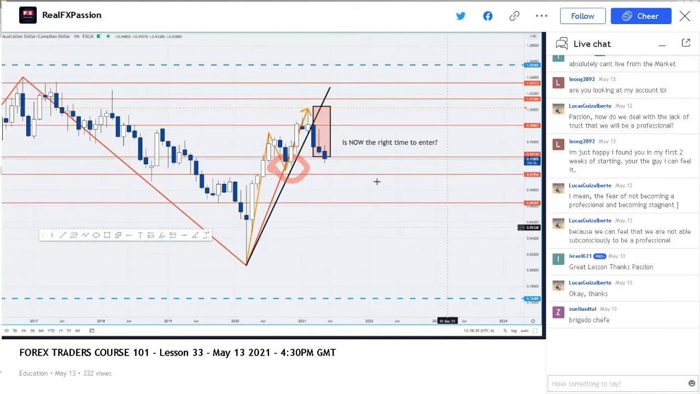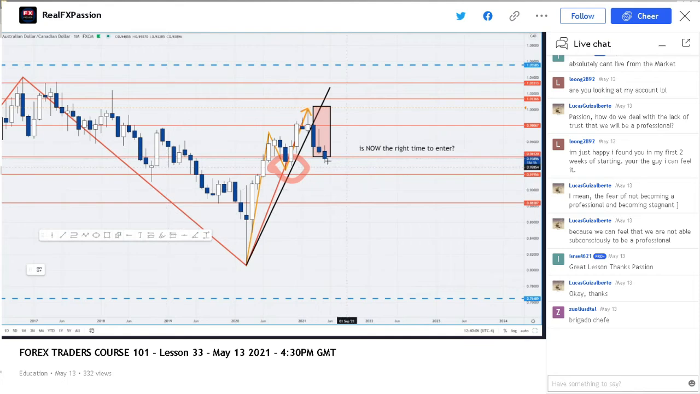And this is timing, everybody. It goes all the same. It applies on all time frames. Don't make the mistake if this is the monthly chart. It applies to all time frames, right? If you enter right now, okay, is it now the right time to enter? Israel says yes. Stop loss above the last high. What about the take profit? Right? What about the take profit?